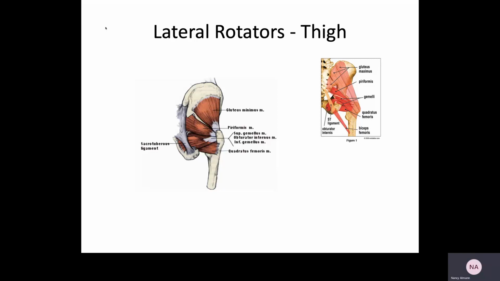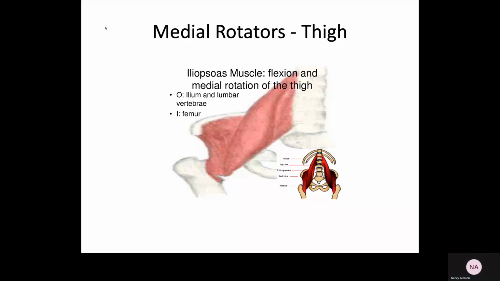So the piriformis muscle is clinically significant, and as soon as you hear those words, your antenna need to go up, because the piriformis muscle can entrap the sciatic nerve and therefore trigger pain along the distribution of the sciatic nerve, which supplies the posterior aspect of your lower extremity. Medial rotators will be iliopsoas. It is a pretty cool muscle.